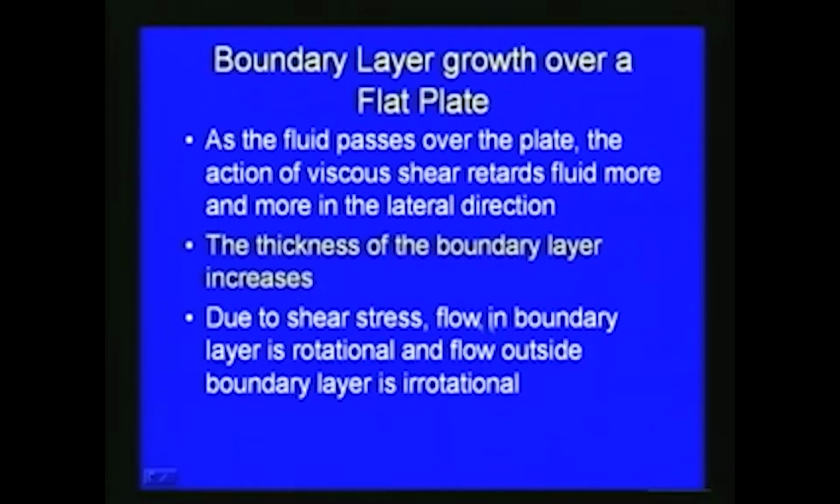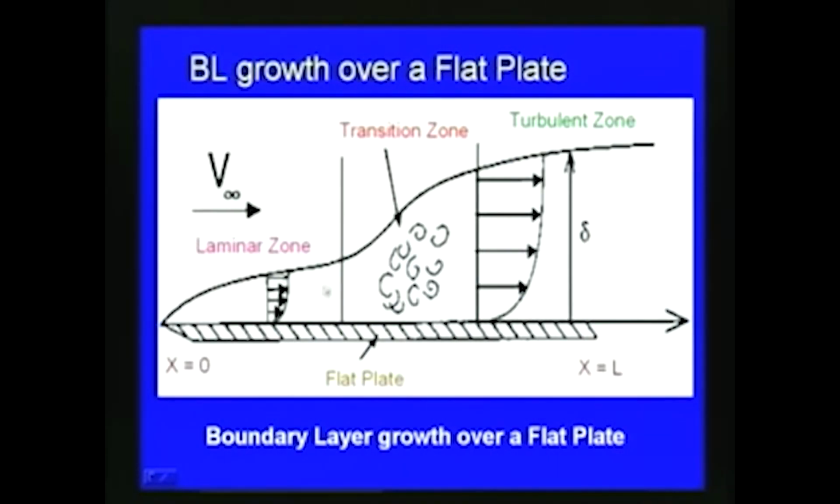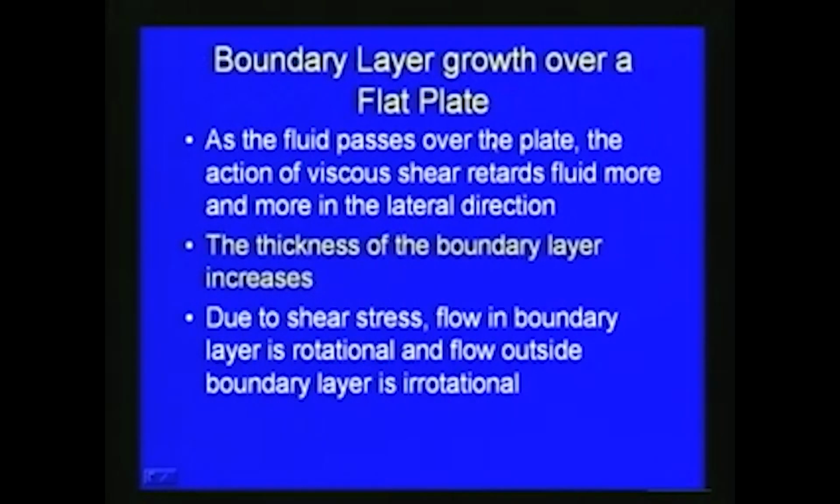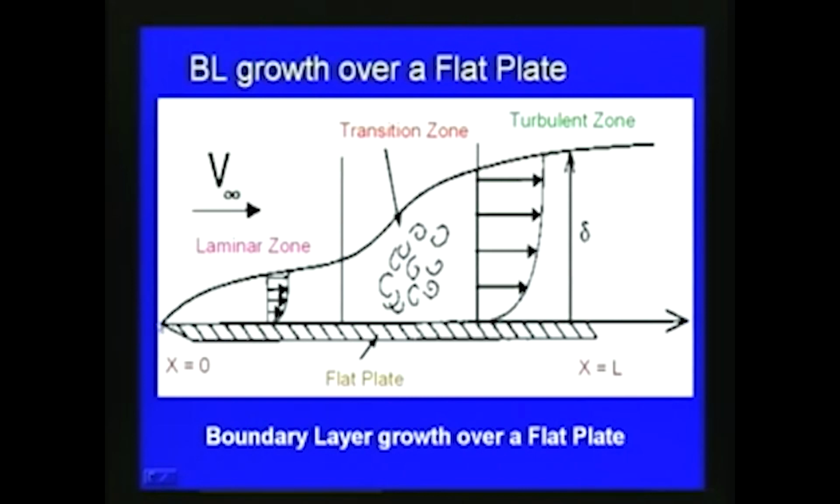So, due to the shear stresses, flow in the boundary layer is rotational and flow outside the boundary layer is irrotational. Here you can see that in the boundary layer region the flow is rotational, and outside the boundary layer we can consider the flow irrotational depending upon the case. As the fluid passes over the flat plate, the boundary layer thickness keeps on increasing depending upon the problem.